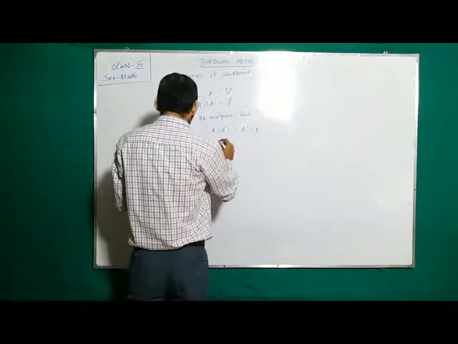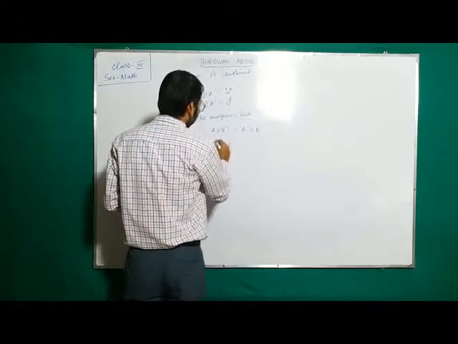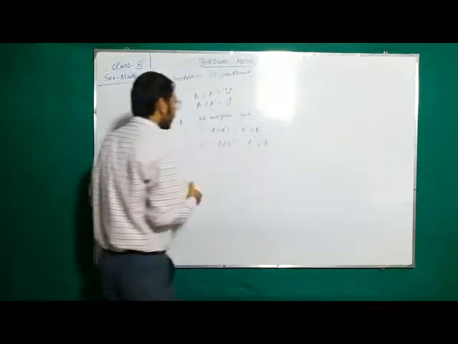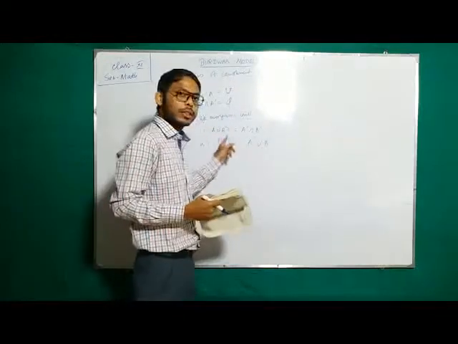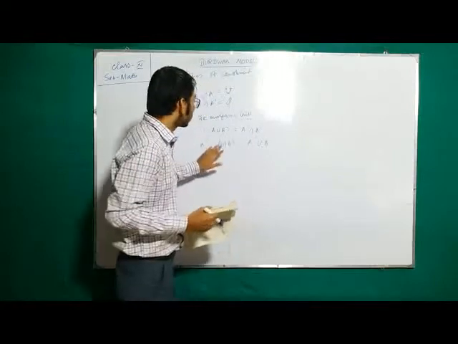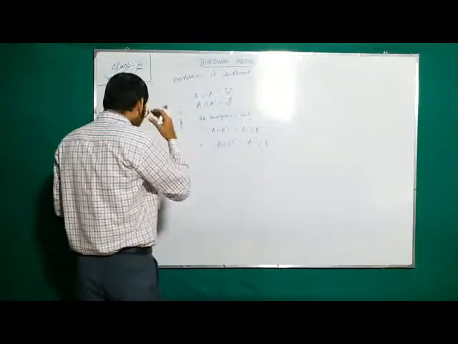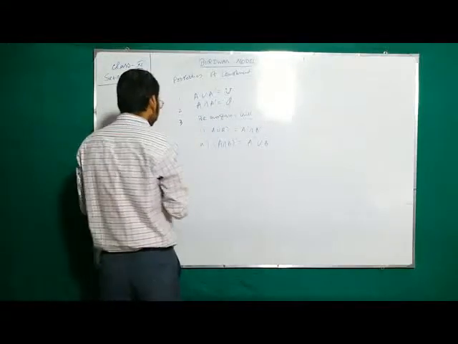And the next is the reverse one. The complement of A intersection B equals A complement union B complement. Again, you can see the intersection will be changed into union. It gives A complement union B complement. These two are called De Morgan's laws.